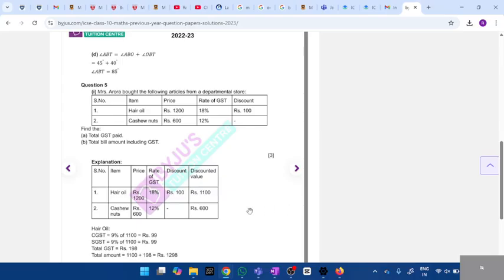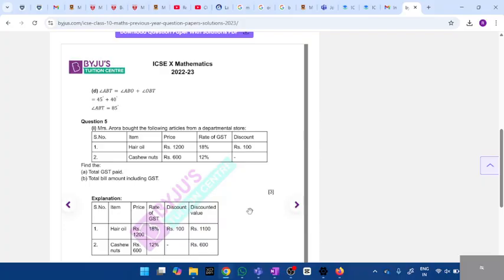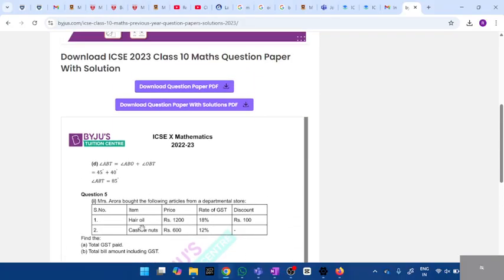Completed? All of you done? GST rates are different, 18%, 12%. Yes, Tamula? Leave some time here to pay. Fine, you can leave. Others done? Or still doing it?